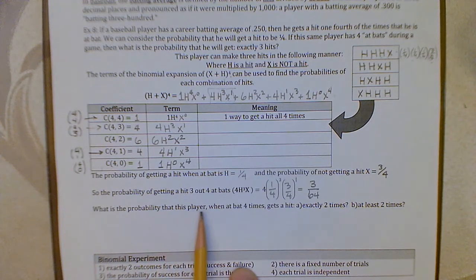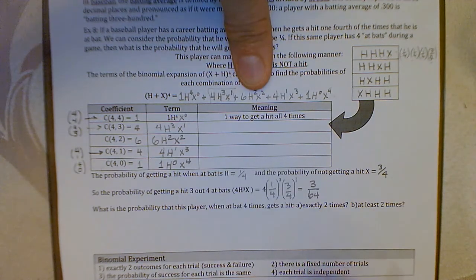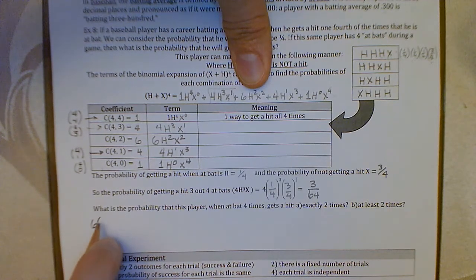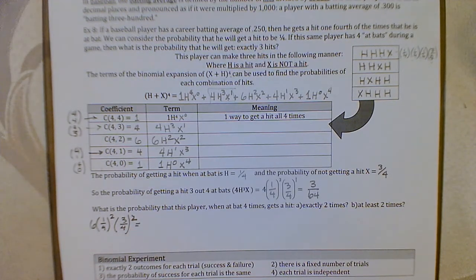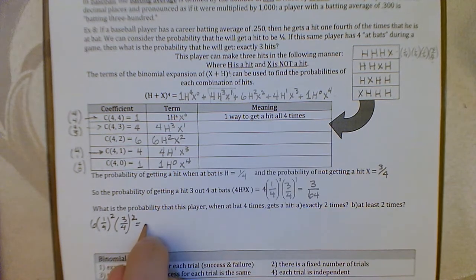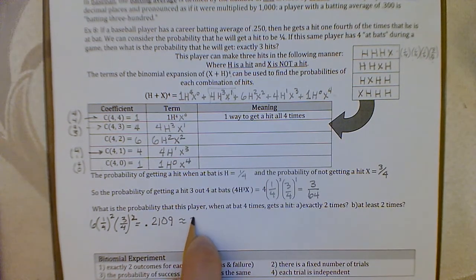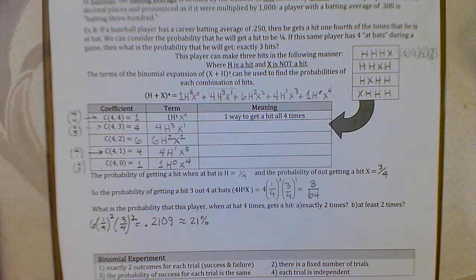All right, so now let's ask another question. What's the probability that this player, when at bat 4 times, gets exactly 2 hits? Well, that looks like this probability. There's 6 ways to do that, and we have a hit, which is 1/4, raised to the 2 power, and 3/4 raised to the 2 power as well. I'm just going to put that in my calculator, and that ends up being about 0.2109, or about a 21% chance of getting exactly 2 hits.